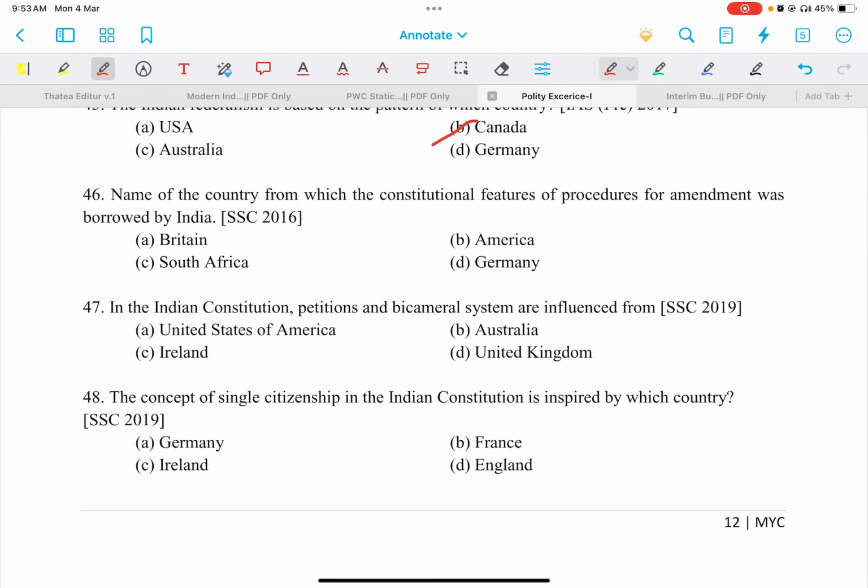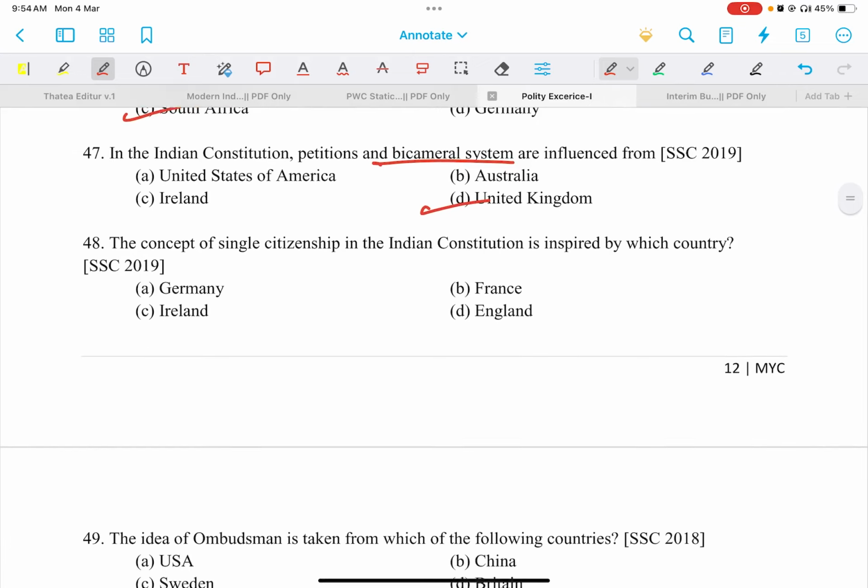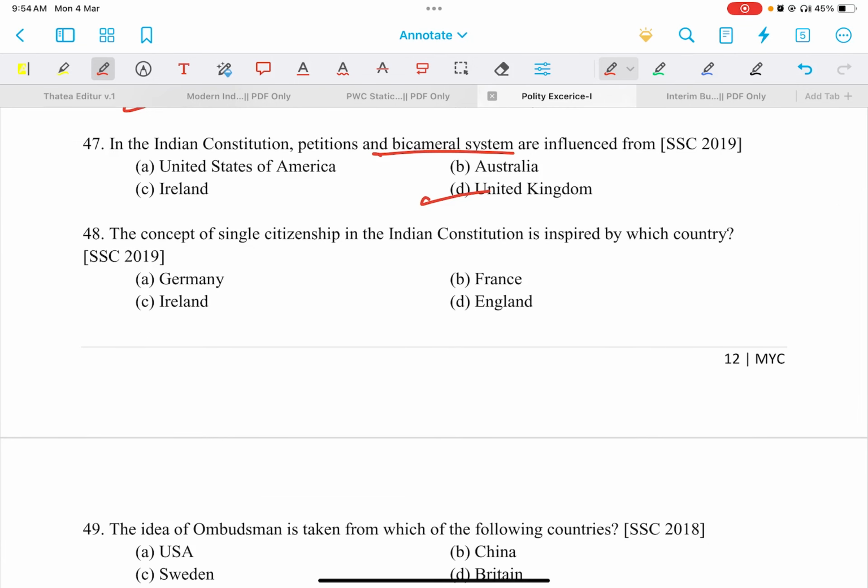Name of the country from which constitutional features of procedure for amendment borrowed by India. Constitution amendment occurs South Africa. In Indian Constitution, petition and bicameral system are influenced from UK. Upper house, lower house, and concept of single citizenship, England.